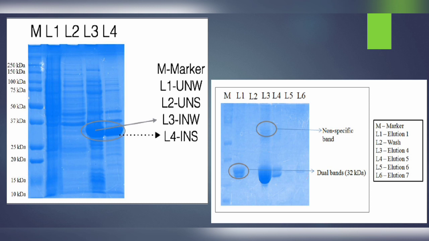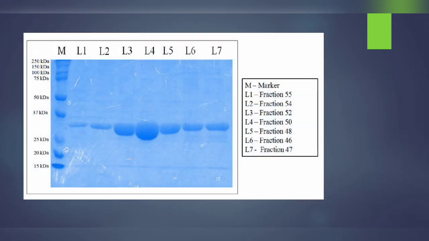So here we faced a problem: there is another compound which also contains a histidine tag, so that compound is also eluted. So what we did is take the eluted compound into size resolution chromatography, and then we get our protein in purified form.